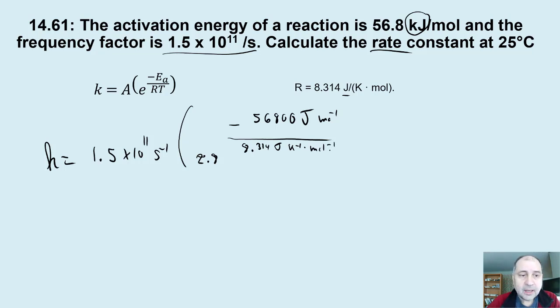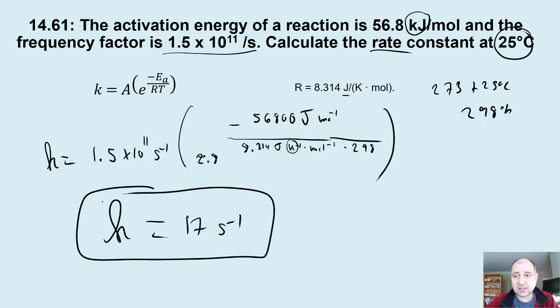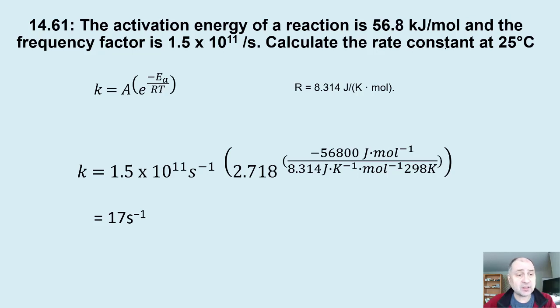And what we're missing is the temperature, and we're told it's 25 degrees Celsius. Here you go. We have to convert that to Kelvin, so it's 273 plus 25 degrees Celsius, which is 298 degrees K. That goes in here, 298. Get a calculator, crank this thing out, and my calculator says 17 per second. So K is equal to 17 per second. So that's not that hard. You just plug it in. Got to pay attention to the units, make sure everything is converted properly. You can't plug in kilojoules, and you sure can't plug in Celsius into this particular equation. Here it is, neatly solved.